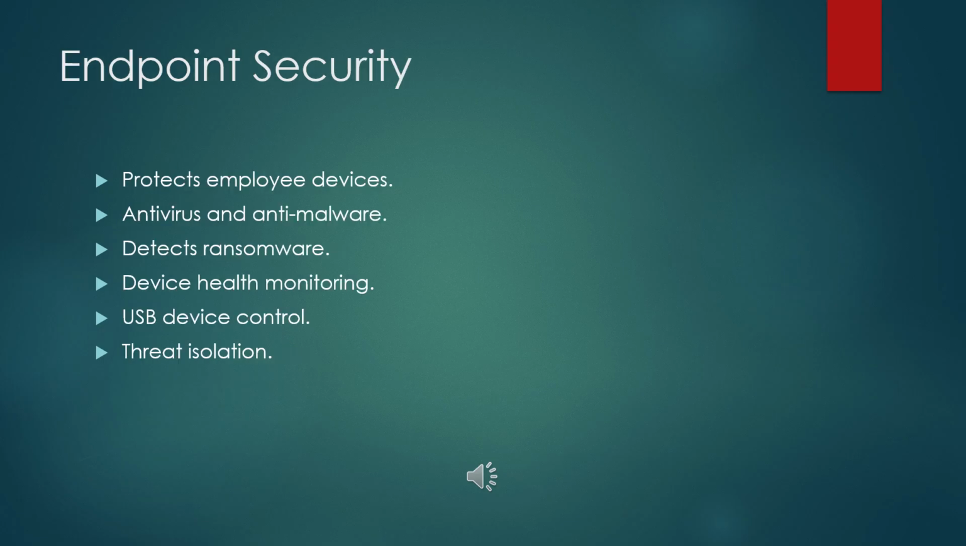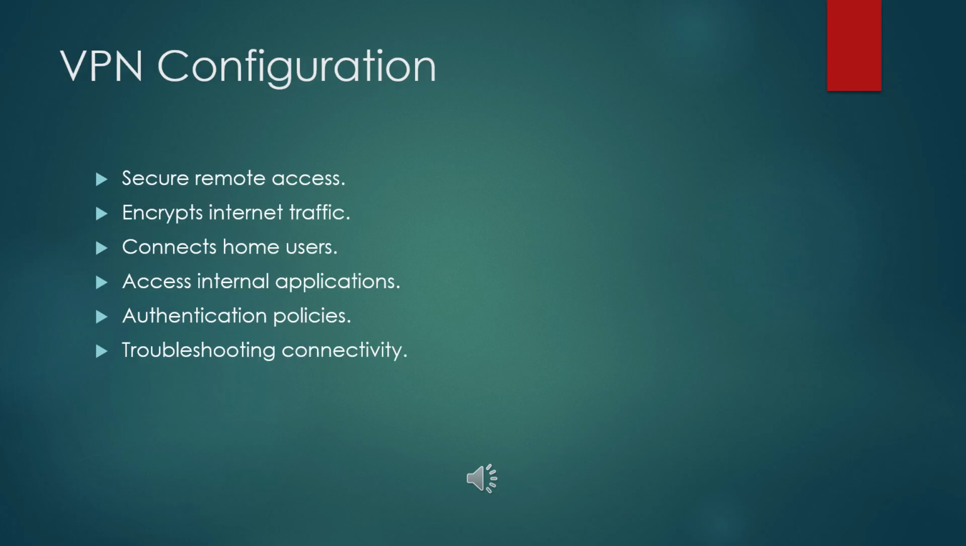Today's attacks rarely begin with servers. They begin with laptops. Employees accidentally download malicious files, click phishing emails, or connect infected USB drives. Endpoint security detects suspicious behavior. If ransomware starts encrypting files, the software isolates that laptop before it spreads across the organization. This saves entire companies.